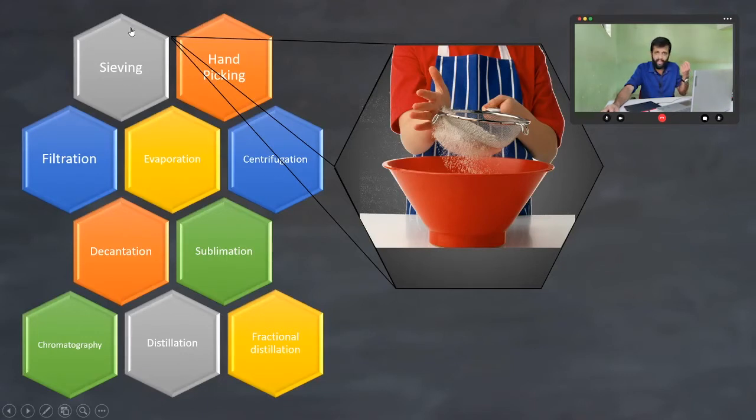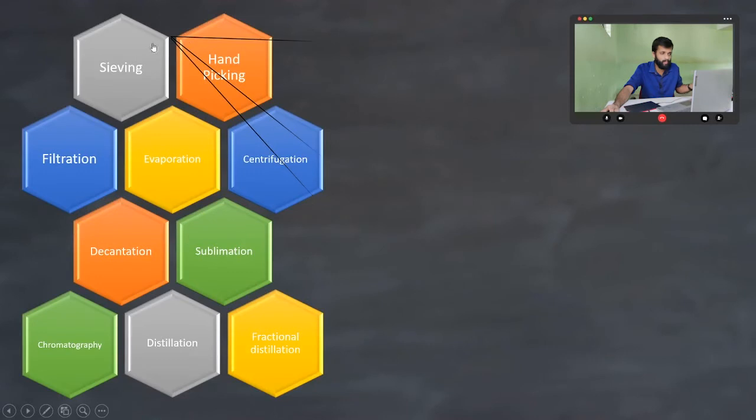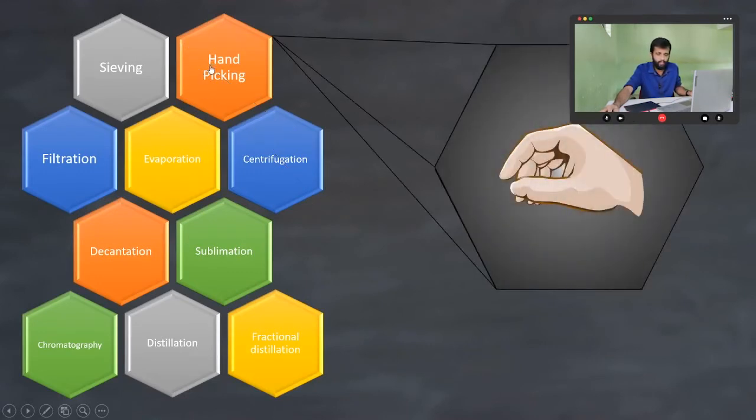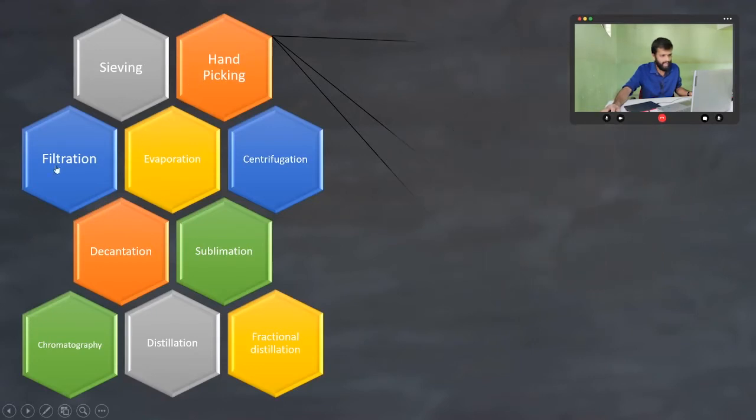So whatever tiny particles can pass through that net will fall down, whatever can't will remain inside. So sieving is one of the methods. Second is hand picking. Maybe you brought rice from the market and then mama tells you to remove all those stones which are there in the rice. I hand pick them, right? So hand picking.